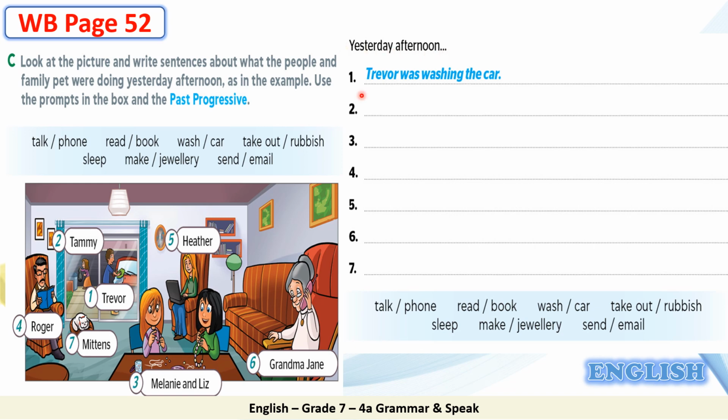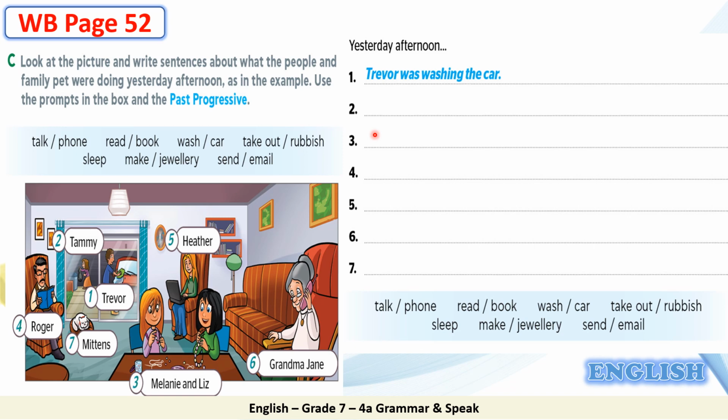Yesterday afternoon, Trevor was washing the car. Let's have a look at the picture. Can you see Trevor? Oh, he's here. Yesterday afternoon, Trevor was washing the car. Now can you make sentences like the given example? Kindly pause the video and try to work it out.